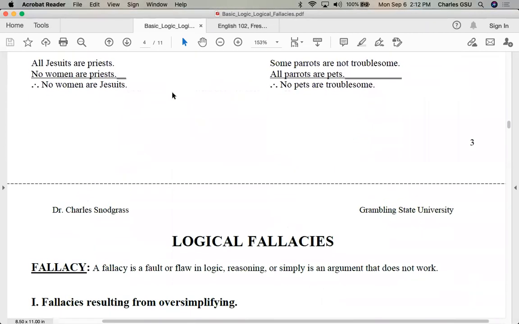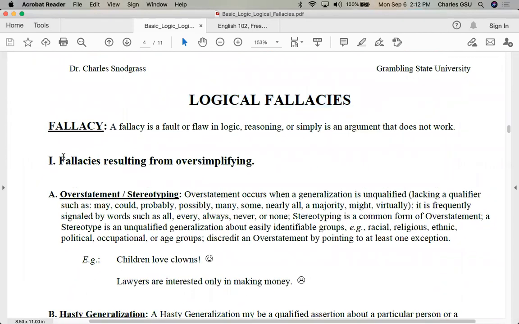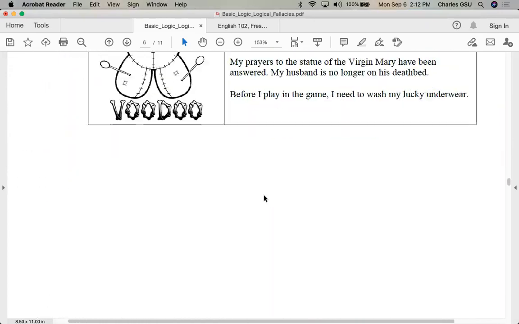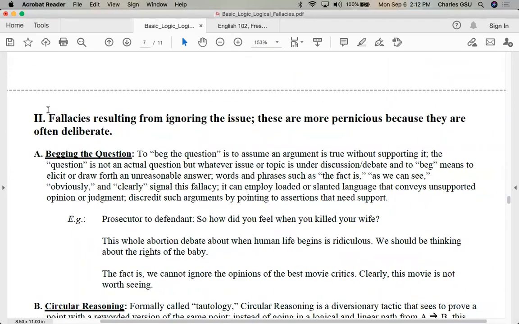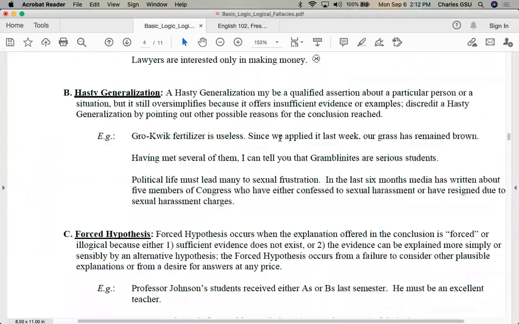But today's lecture is really about these logical fallacies, which are the most common. And it's broken down into two categories. So the first category is fallacies resulting from oversimplifying. And a few pages down, the second category are fallacies resulting from ignoring the issue. And as I say, these are more pernicious or evil because they are often deliberate by the speaker or writer. So let's take a look at these.